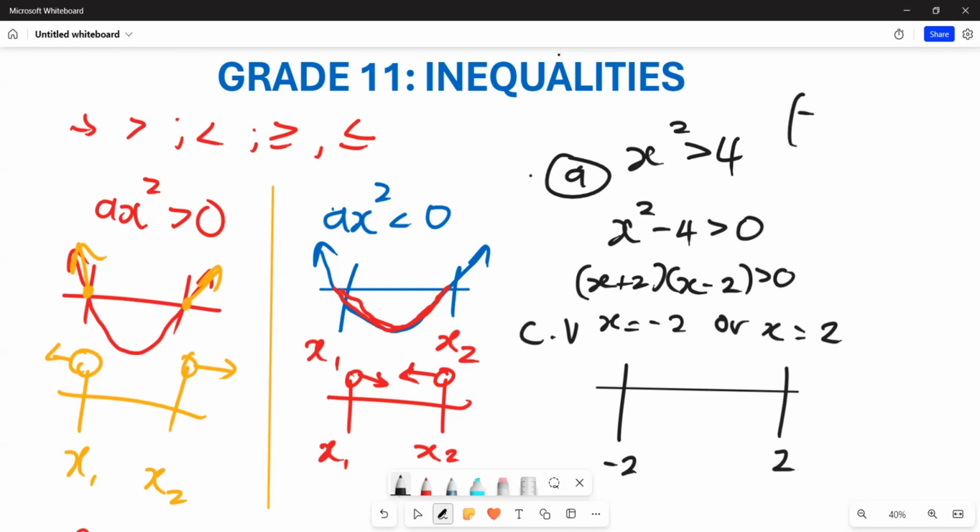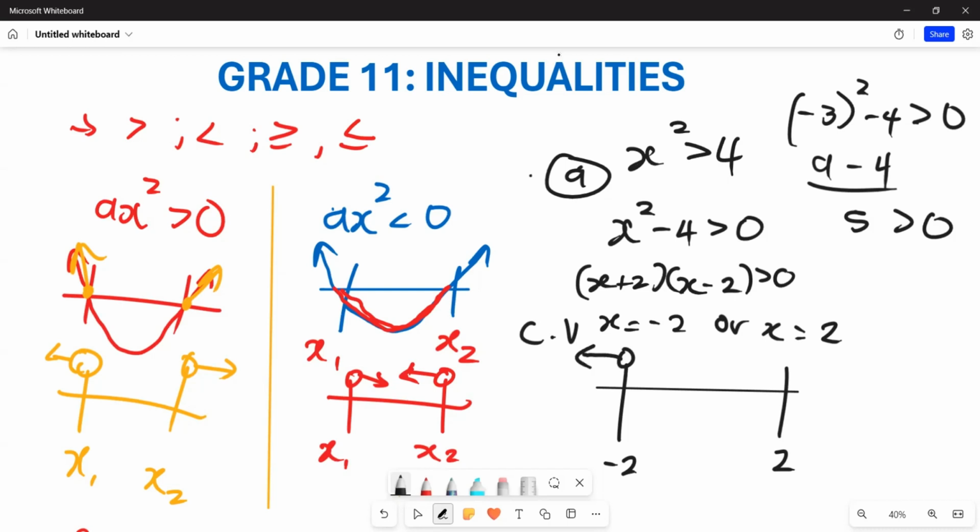Now, you are going to say -3 squared, subtract 4, greater than 0, and see the answer that you are going to get. This is the same as 9 subtract 4, which gives you 5, which means 5 indeed is greater than 0, which means the graph here, if you are having your open circle, right? Now, this is going to be continuous, moving in this direction.